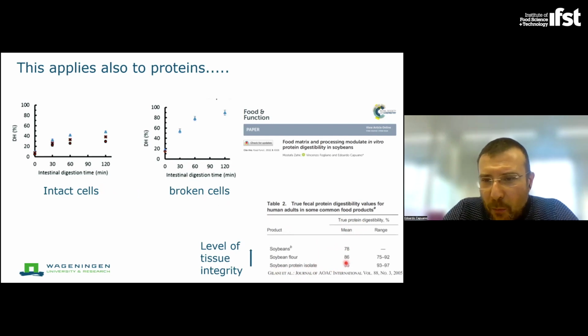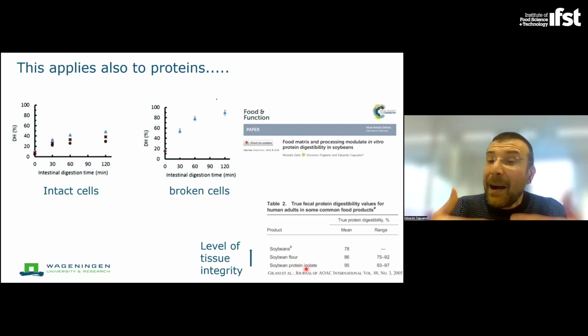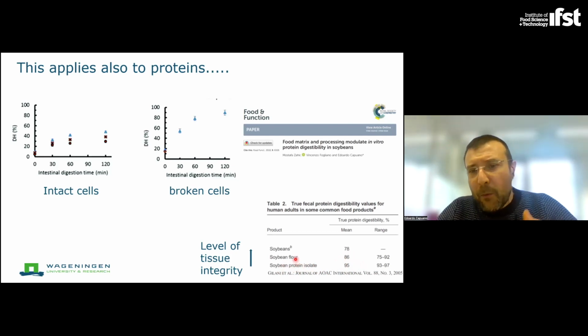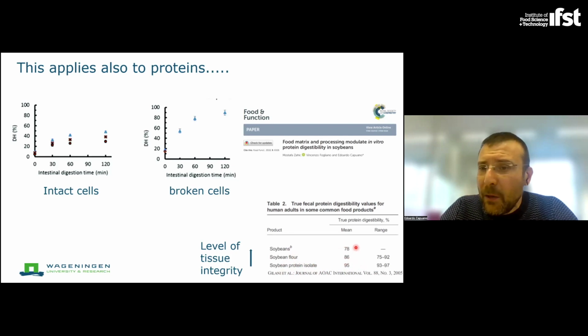You see that when you provide soybeans in the form of a protein isolate, like here, so no cell walls anymore, no barrier effect of the cell walls, the protein digestibility is very high, pretty much similar to protein digestibility of animal proteins. But when you increase the level of tissue integrity, moving from protein isolates towards flour or even intact soybeans, you see that the true protein digestibility will decrease.